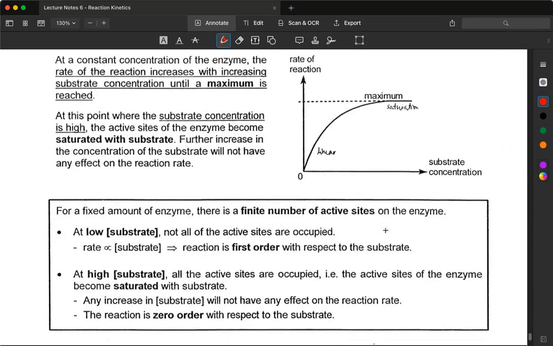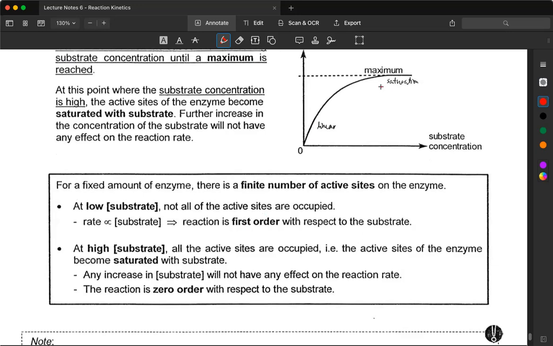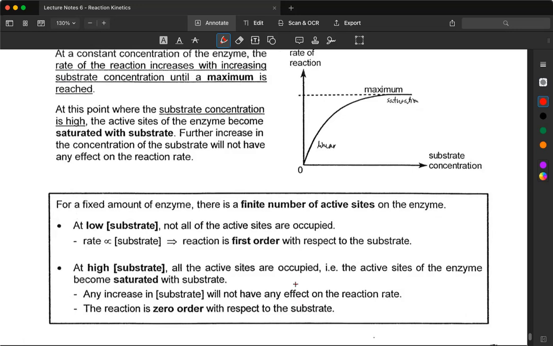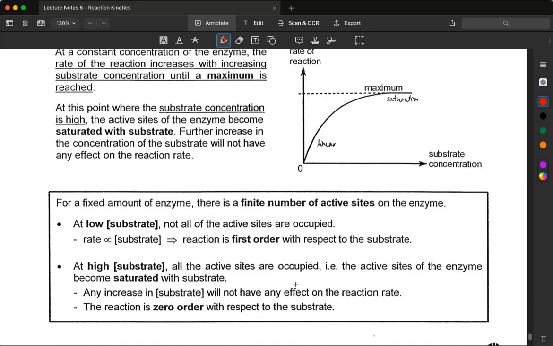So for a fixed amount of enzyme, there is a finite number of active sites that can bind to the substrate. At low concentration, there are still unoccupied active sites. So at this point, it's still quite linear. The order of reaction is first order. But at very high concentration, it is 0 order because it's already saturated. There are not enough active sites to bind to the substrate, so you cannot increase the reaction further.